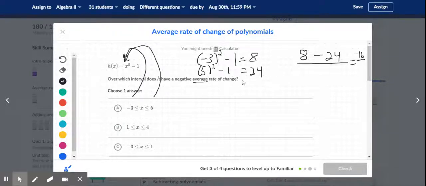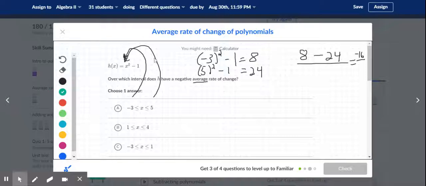So I'm going to take the two numbers that I plugged in, -3 and 5, and I'm going to subtract those on the bottom. -3 minus 5 is -8. I'm going to take that result and divide the two. That tells me I get -16 divided by -8. I end up with 2. That is my average rate of change for letter A.